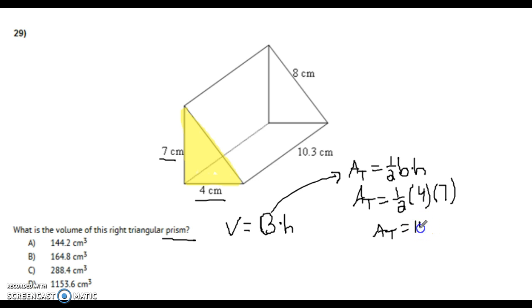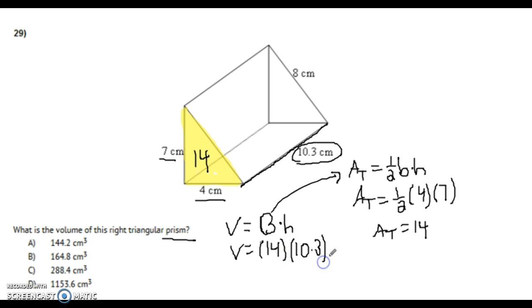That's going to give us our big B. That's the area of the base. So big B is going to be 14. The height of the prism is going to be 10.3 because it's from the base all the way up. So we would multiply those together. And 14 times 10.3 equals 144.2. And again, volume is always units cubed.